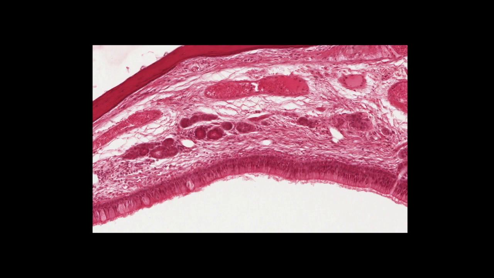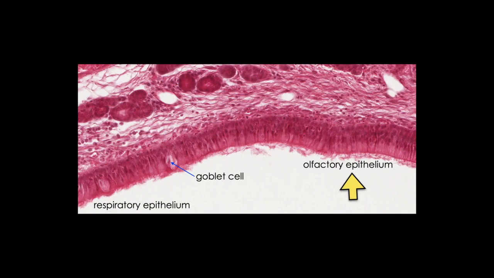And if we look at higher magnification, you can see that the respiratory epithelium contains more goblet cells and is overall lower in height than the olfactory epithelium. And these differences are even more obvious at higher magnification. So let's move on to olfactory epithelium.